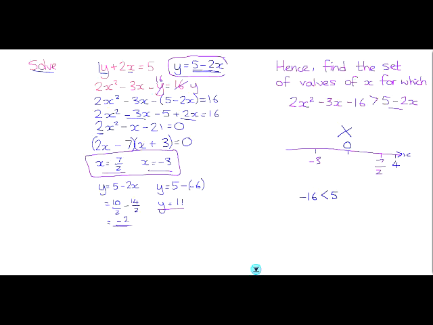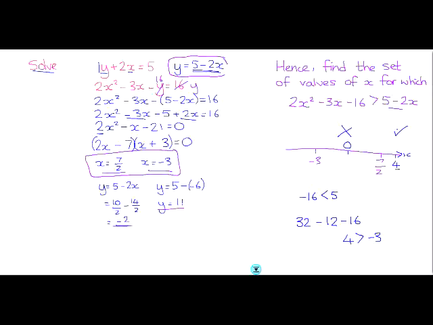So we put 4 in here, that's going to be 2 lots of 16, which is 32. Take away 3 lots of 4, which is 12, so I'm on 20 at the moment. Take away 16, I'm going to get 4. And 5 take away 2 lots of 4, so 5 take away 8 is -3. So you can see here that 4 is greater than -3. So this part meets the criteria.